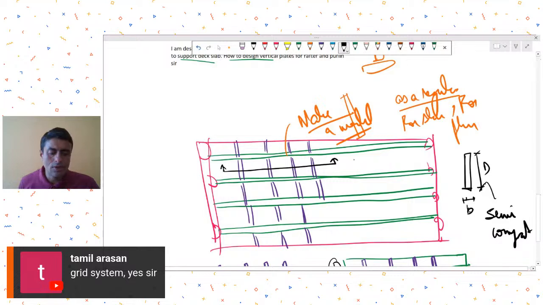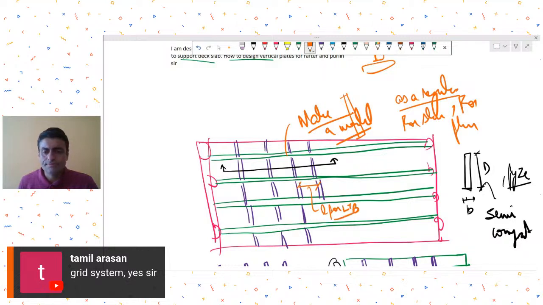When you are designing this for flexure, you treat it as, and of course, right now I'm speaking in terms of Indian code, you consider it as semi-compact. So that means you take the moment as Fy into Ze. When taking the lateral torsional buckling length for this green plate, you can take this distance as the length for lateral torsional buckling. Okay, so that's how you can check the LTB effect also.